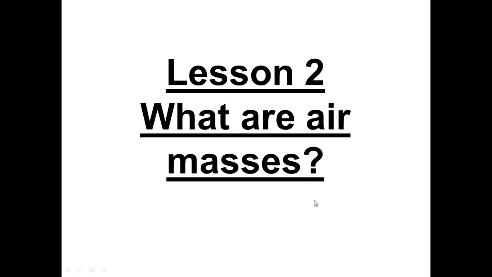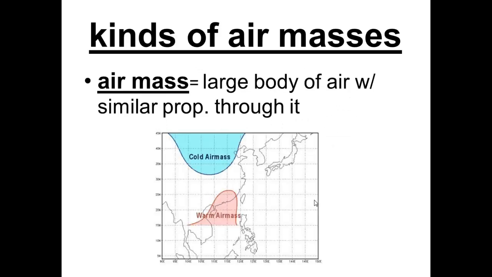In Lesson 2, we are going to talk in detail about air masses. Mainly, there are 4 large bodies of air that drift across the globe. When these air bodies are pushed together, the weather can change.